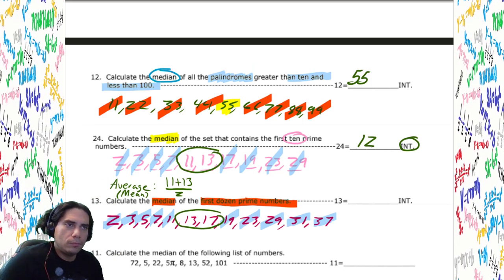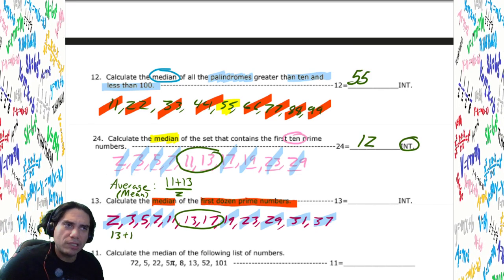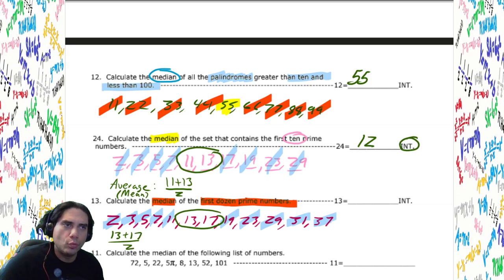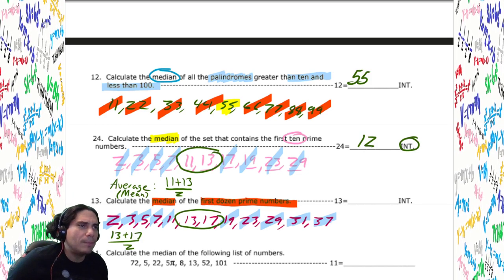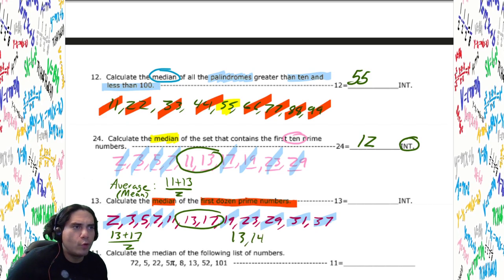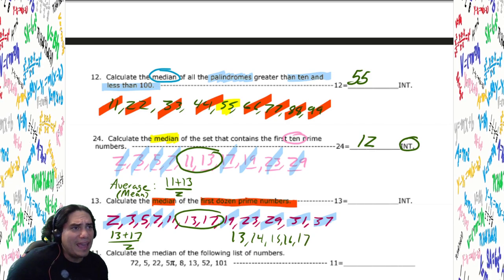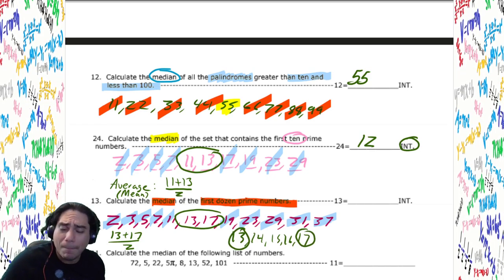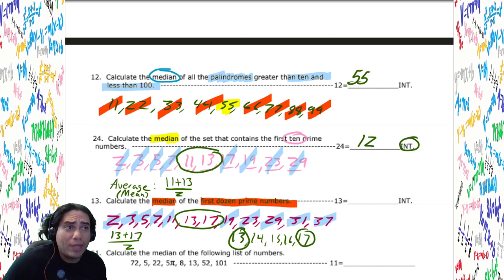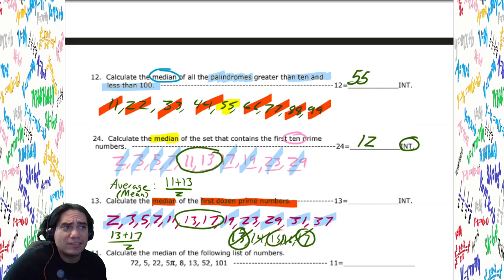Well, there's lots of ways you could do it, but of course the easiest way would be 13 plus 17 divided by 2. Okay, that's the easiest way to do it. Now, of course, some people like to make number lines, so we could do 13, 14, 15, 16, and 17. And notice how we have 13 as an endpoint and 17 as the endpoint. We call it the minimum and maximum. And now we could do that same technique there.